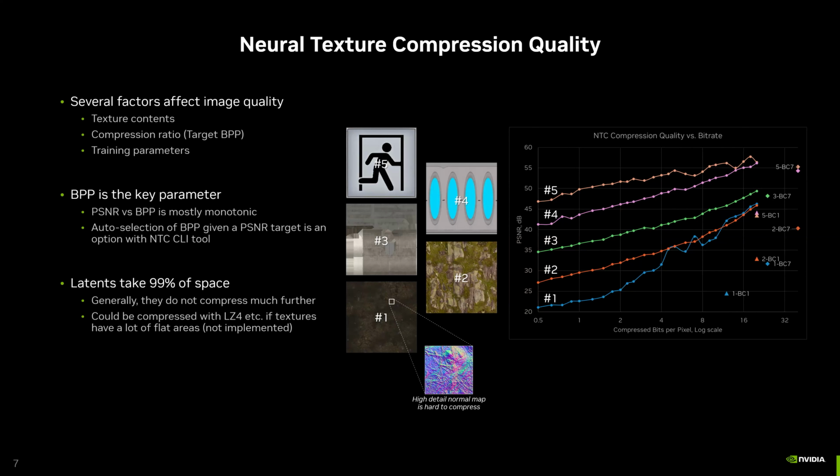And like I mentioned, the latents that NTC produces take about 99% of the compressed data, and they generally don't compress much further unless the texture has a lot of flat space, like that sign in the number 5 example here, in which case you could use something like zip, LZ4 or something like that to compress the latents.